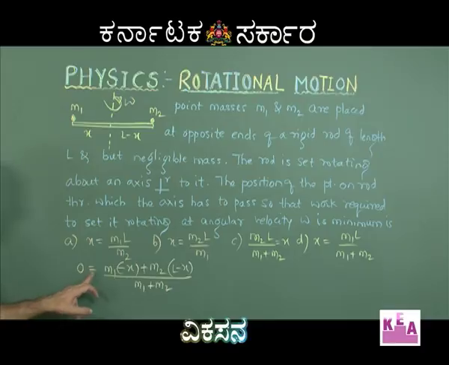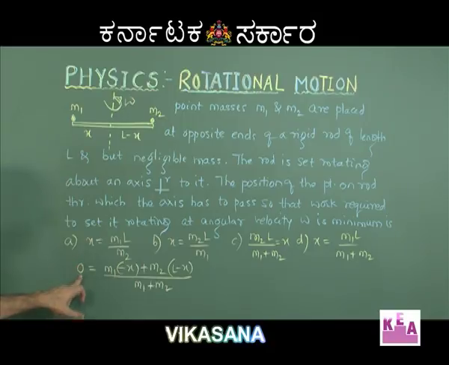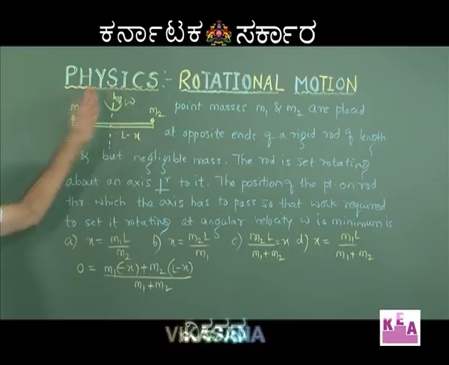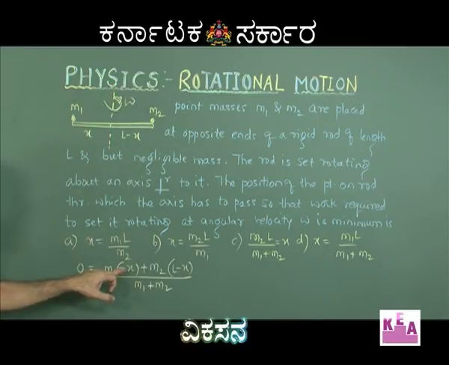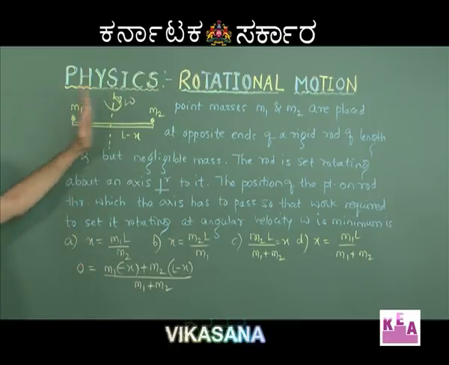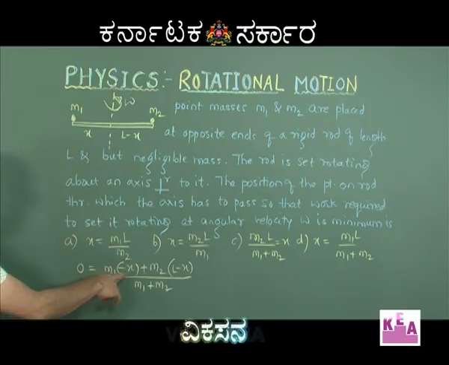See, xcm equal to (m1 x1 + m2 x2) divided by (m1 + m2) is the formula. But I have written 0 because this x coordinate of the center of mass is being measured from the axis of rotation. So that itself is the center of mass, so the x coordinate is 0. Why have I written minus x here? Because it is on the left side of your reference, and that I have written as positive because it is on the right side. Now, if you solve this, you get the value of x.